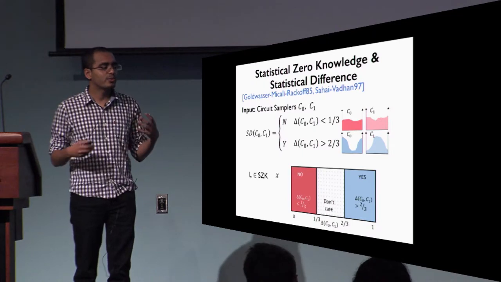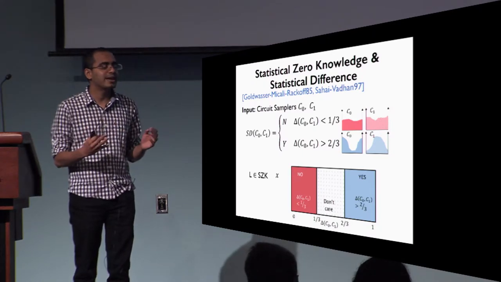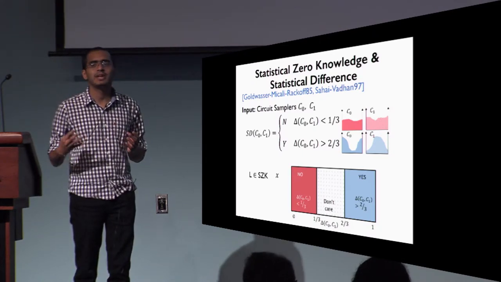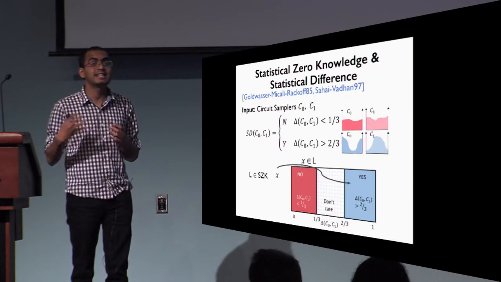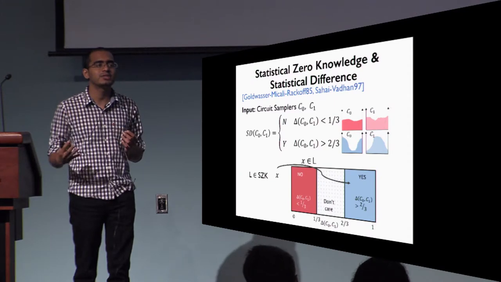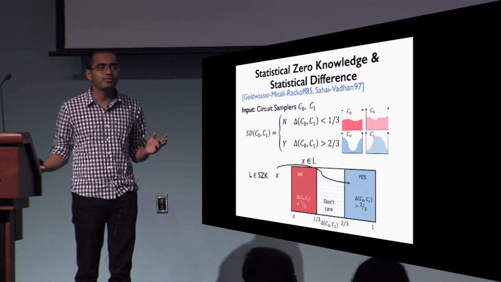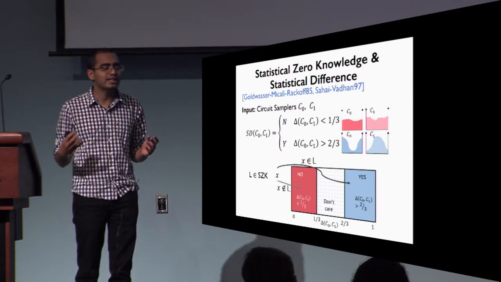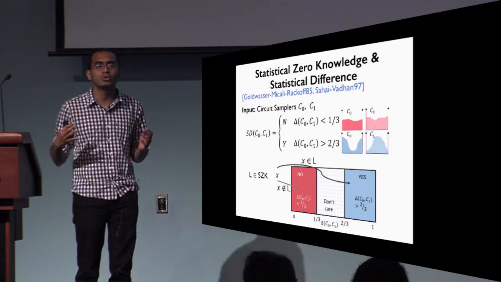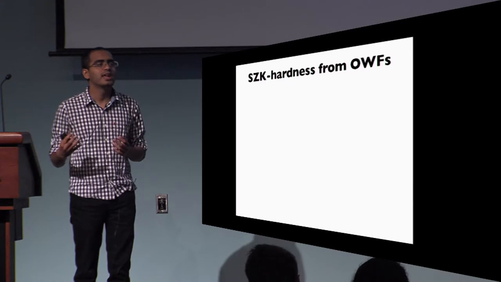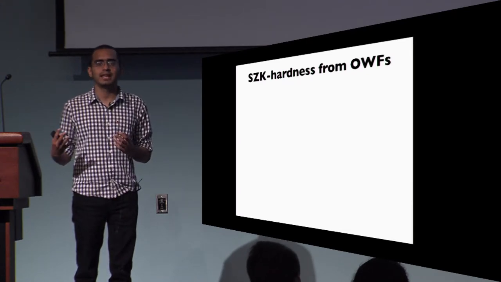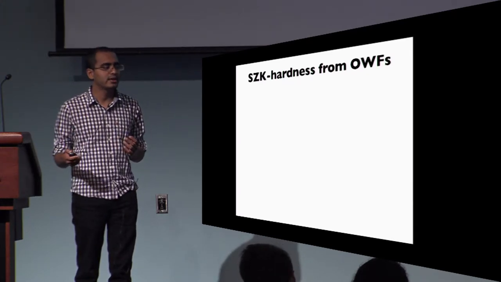Okay, so if there is a language L in SZK and some x which is an instance, it gets mapped to a pair of circuits. If x is in the language, it gets mapped to a pair of circuits whose output distributions are far from each other. And if x is not in the language, it gets mapped to circuits which are close to one another. Okay, so let's see what a hard problem in SZK from one-way functions would look like.